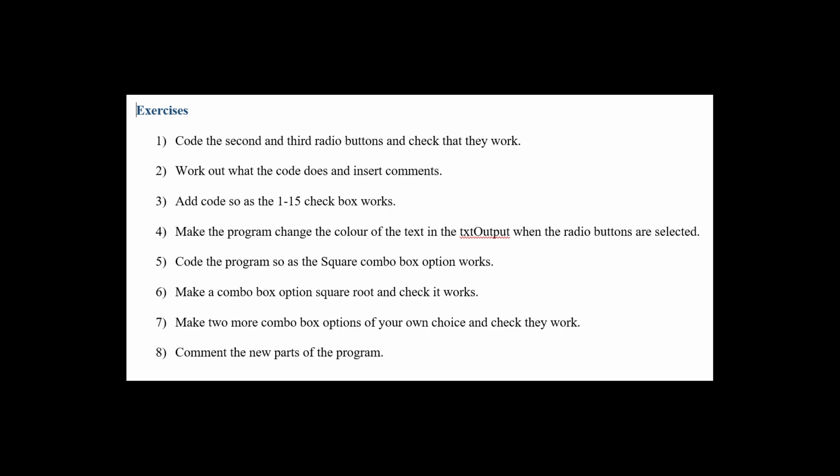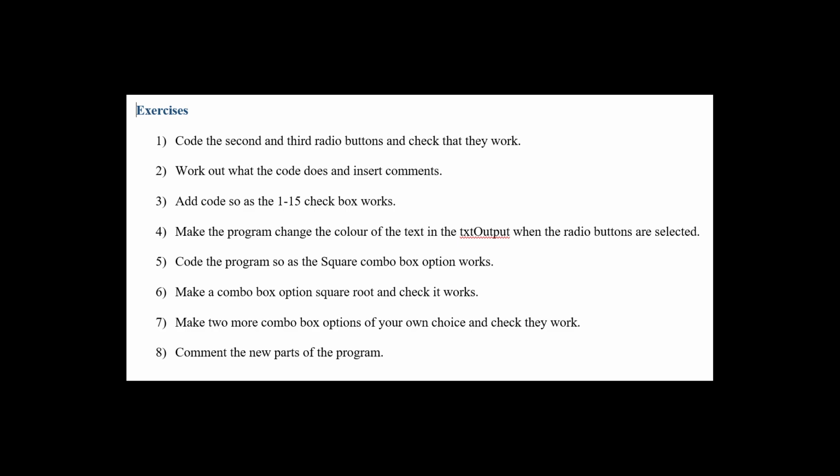Here are some extension activities for you to do. Code the second and third radio buttons and check that they work. Work out what the code does and insert comments. Add code so that the 1 to 15 checkbox works. Make the programming code change the colour of the text in TXT output when the radio buttons are selected.